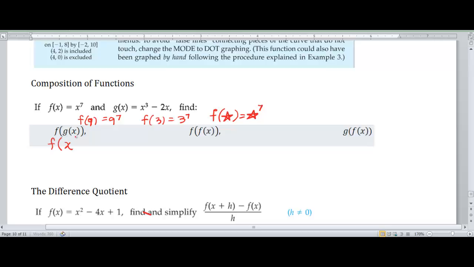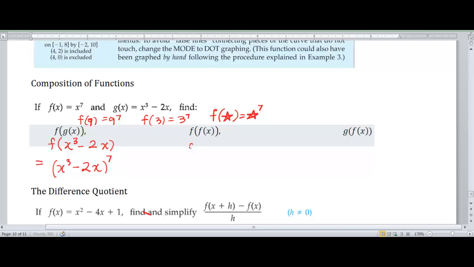So g of x is inside the parentheses. g of x is x cubed minus 2 to the x. So I'm going to take this and plug it in for the x part in f of x. So that's x cubed minus 2x raised to the 7th. Okay? And I don't want you to FOIL that out 7 times. No, just leave it like that. Okay?